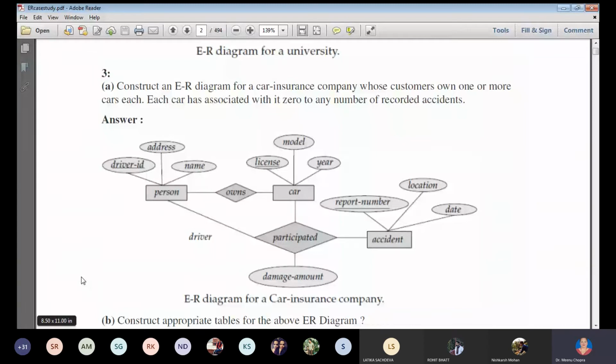Entities are given here. Person is there, car is there, and accident is there. A person owns the car, that's a relationship. Similarly, it has a primary key, driver ID number, address, and a name. These are all your secondary or non-prime attributes. This is your prime attribute. Similarly, car, year, model, and a license number of your car or any model number, that becomes your primary key.